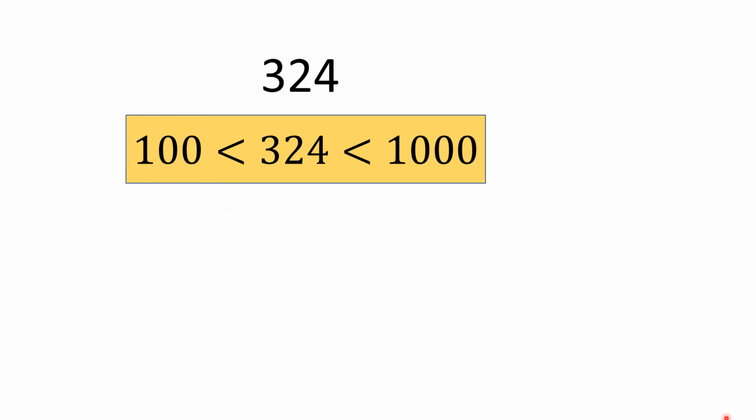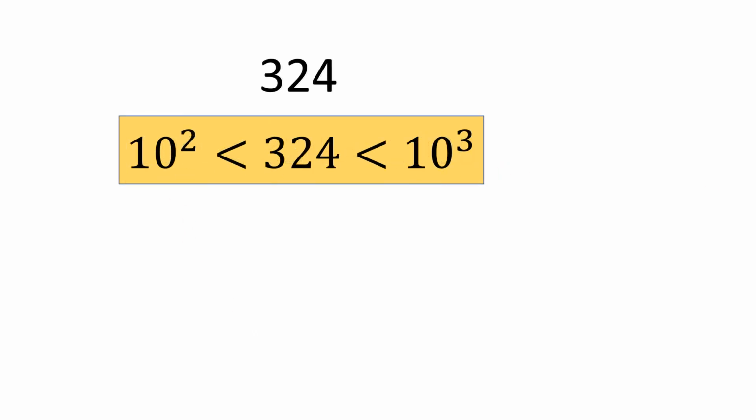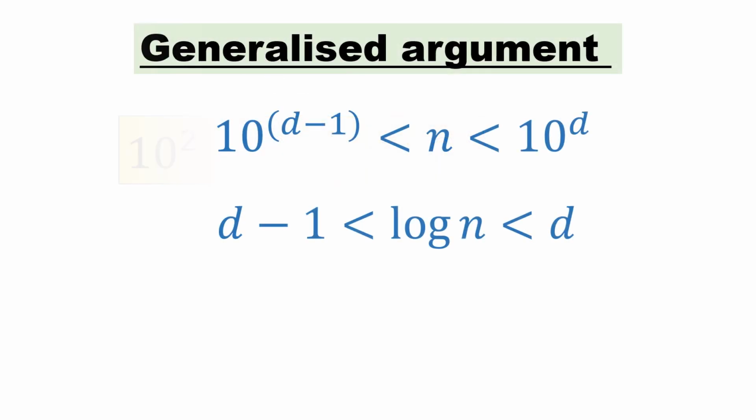Take the number 324. We know that 100 is less than 324, which is less than 1000. In other words, 10 squared is less than 324, which is less than 10 cubed. So 324 fits between 10 to the power of 2 and 10 to the power of 3. That means d equals 3. And yes, 324 is a three-digit number. The rule works perfectly. Now let's write this as a general argument.